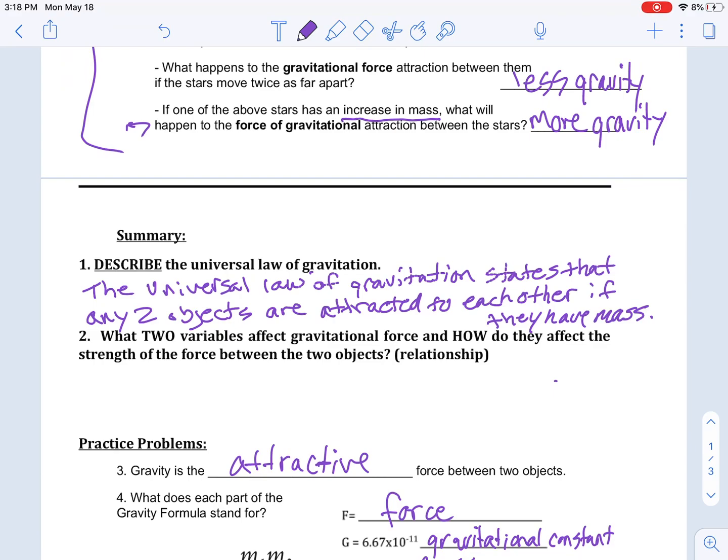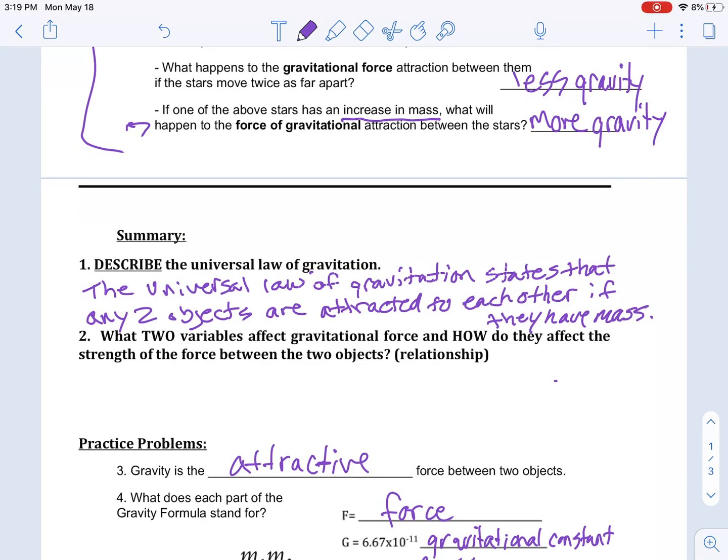Okay, so anything that has mass is going to be attracted to something else. I'm attracted to the pencil that I'm holding. I'm also attracted to the earth. Okay, there's a much bigger pull between me to the Earth than me to my pencil because the Earth is much more massive. But there is gravity between everything, whether it's the size of a planet or it's the size of a pencil.